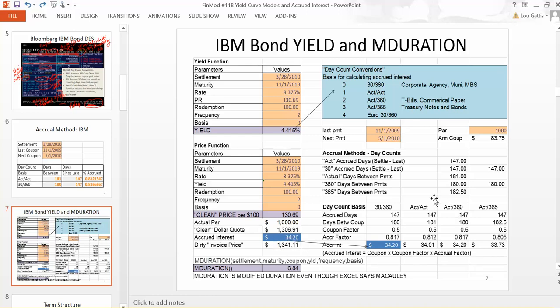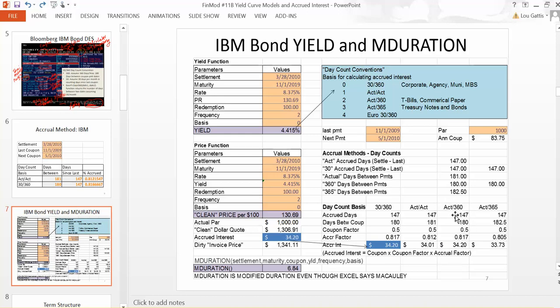Now, if I were using Act over Act, I'd have an actual number of days since the last payment of 147, and the actual number of days between the last two coupon payment dates is 181. That fraction would give me 81.2. So if this were an Act over Act, it'd be 3401.